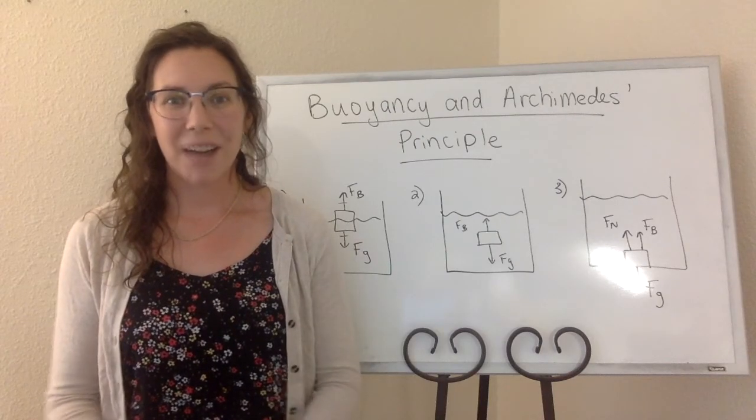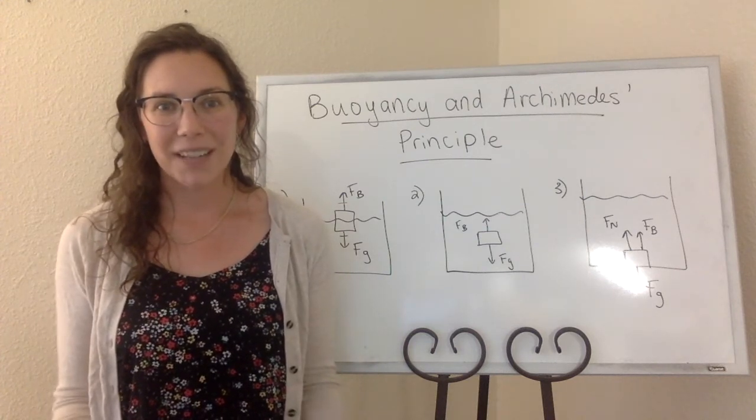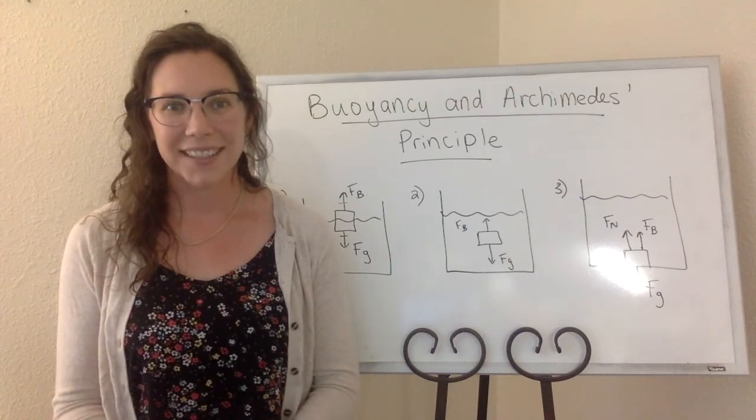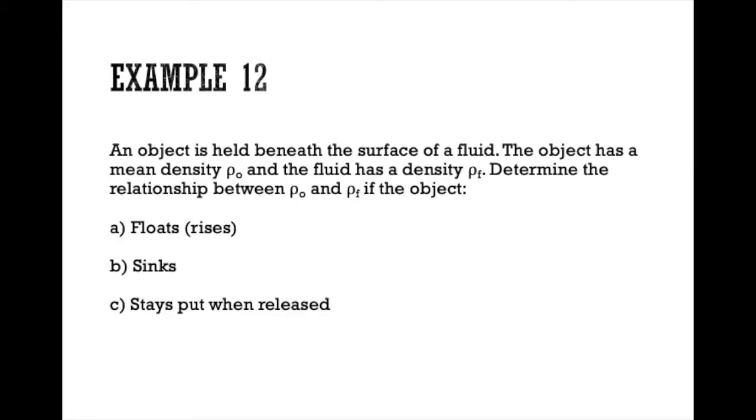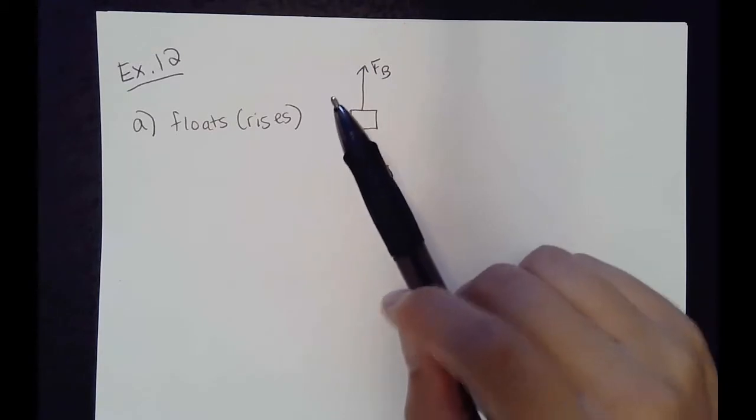Okay, now that we've seen how to define the buoyant force using Archimedes' principle, let's look at how to apply it to some Archimedes' principle problems. Example 12: an object is held beneath the surface of a fluid. The object has a mean density ρ_O and the fluid has a density ρ_F. Demonstrate the relationship between ρ_F and ρ_O if the object A: floats, so rises, B: sinks, or C: stays put when released.